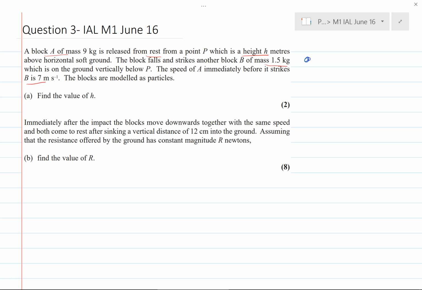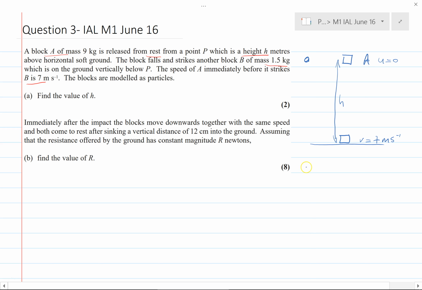So we have something being dropped, block A, onto block B, which is on the ground. We're told that the length from block A to block B is h, and we're asked to find h given that the velocity here is 7 meters per second. But of course it's released from rest, so we've got u equals 0.